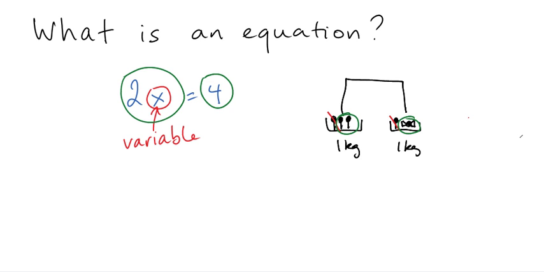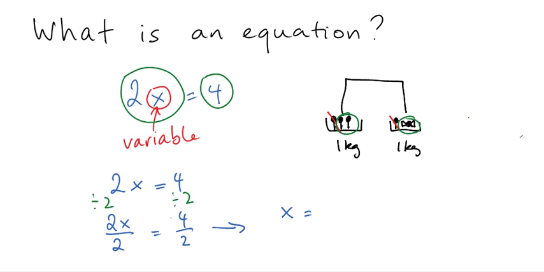So if we follow that logic, if 2x is equal to 4, then 2x divided by 2 is equal to 4 divided by 2. We just divided both sides by 2. And because they were the same before, if we divide them by 2, they're the same afterwards. And from here, we can say that x is equal to, because 2x divided by 2 is x, 4 divided by 2, which is 2.